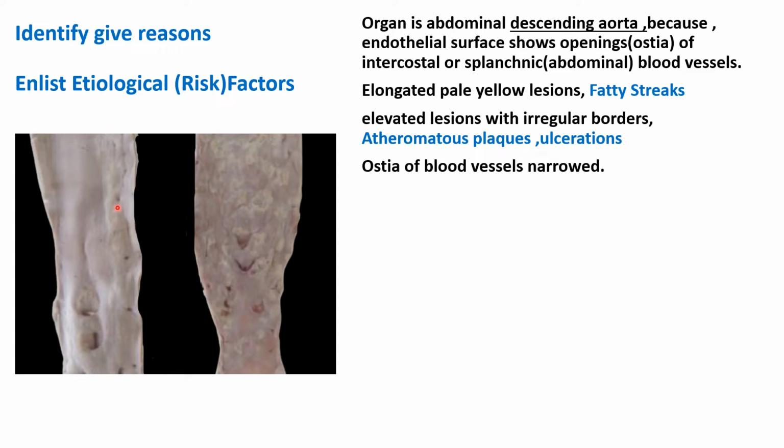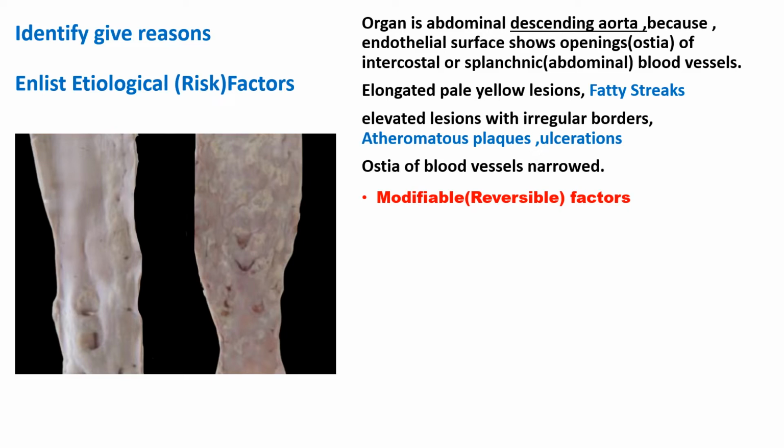What you are seeing here is the endothelial surface of the aorta is not normal. It is not glistening and smooth. There are seen elevations which are yellow linear streaks, or there are plaques. These are known as fatty streaks and these are known as atheromatous plaques. These at times may be ulcerated. Please note that the openings of the blood vessels or the ostia are narrowed.